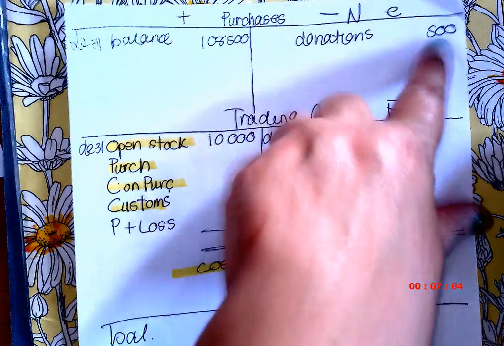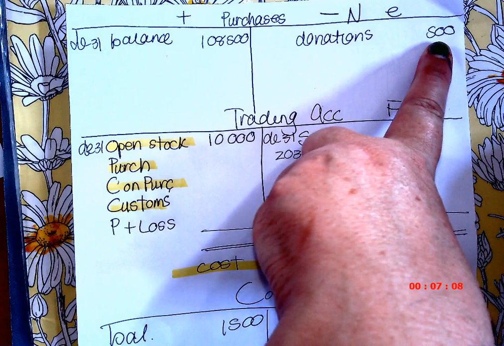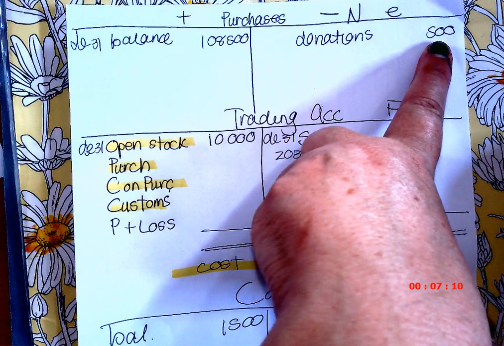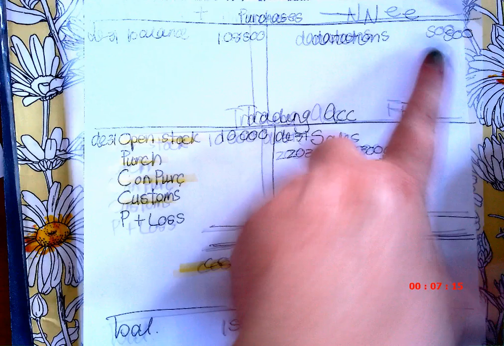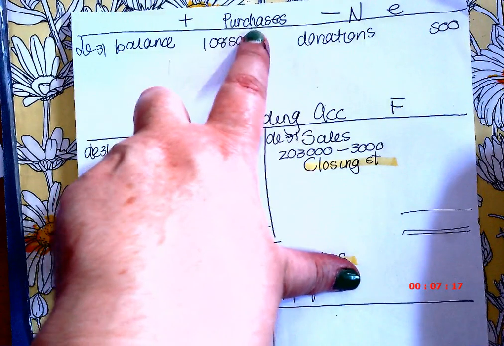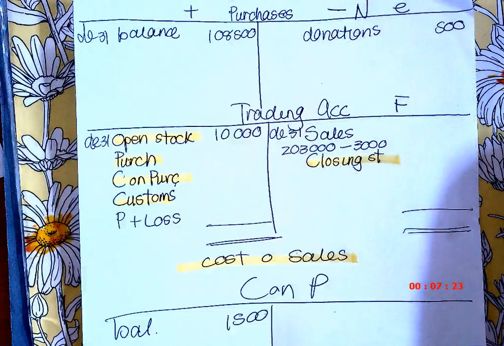Is this the selling price or the cost price? It's always the cost price. Your donations and your drawings, anything that makes your stock less, is cost price. So everything inside purchases is cost price. You guys sharp? Okay. Now, next one.